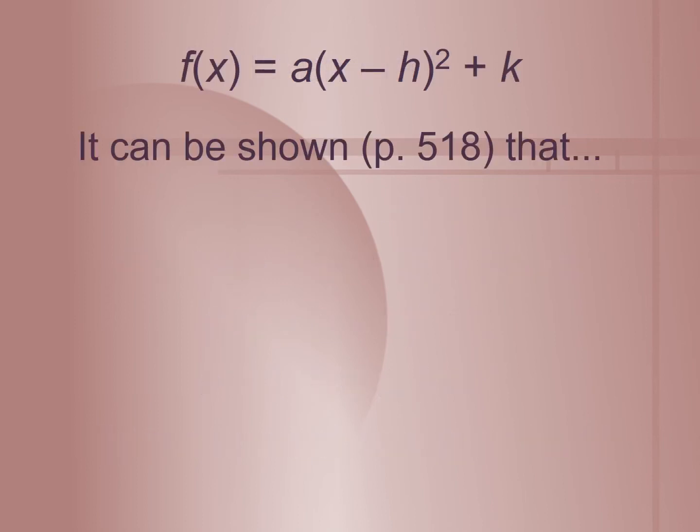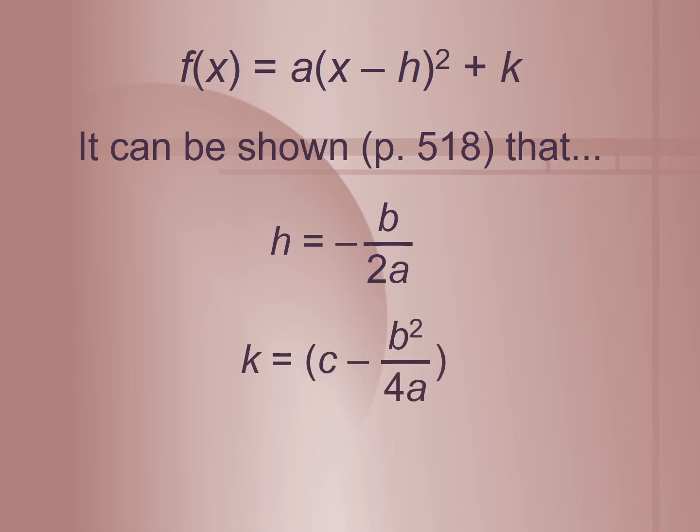If you look on page 518 of your textbook, they have a little formula on how to calculate your h and your k if it's not in this form. So you can manipulate it to look like this form by completing the square. Another option is to use this formula. Your h value is going to be equal to negative b over 2a, and your k value is going to be c minus b squared over 4a. So let's look at an example doing that.